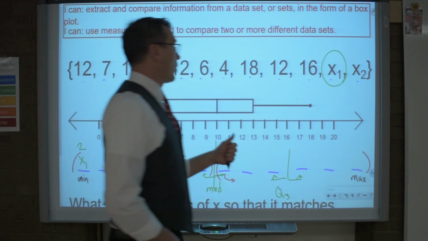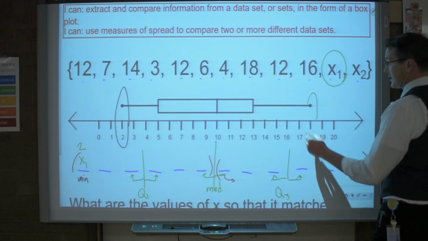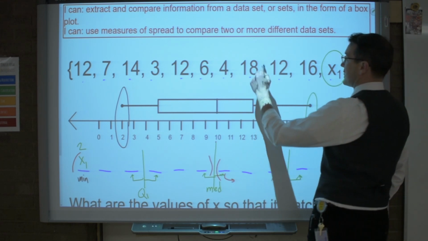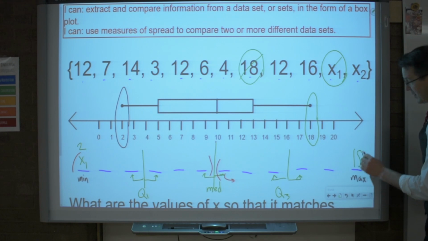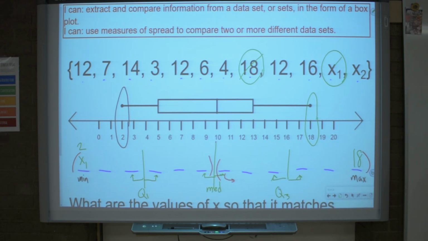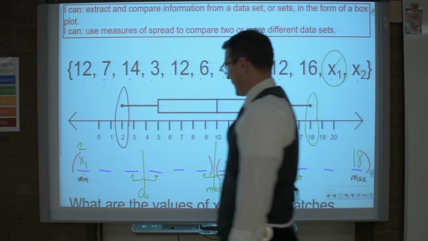Now, I got to go and see what my maximum is. My maximum is 18. Do I have an 18? Oh, I see an 18 right here. So I'll cross that out, and I'll put an 18 here. Whew! All right, now, this is where it gets tricky.